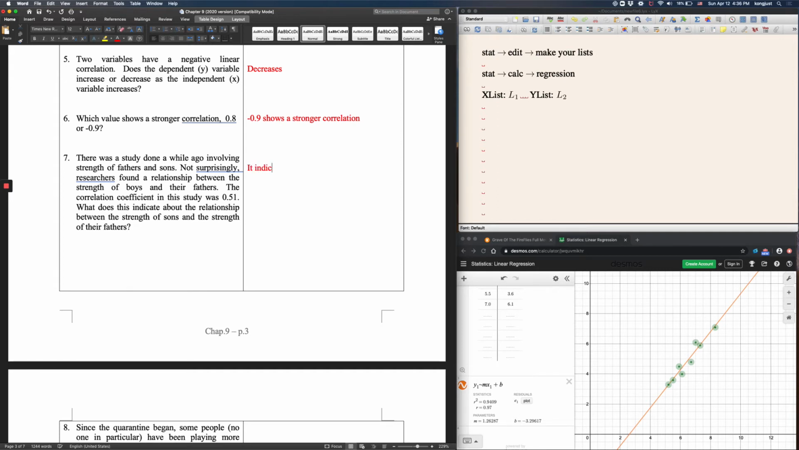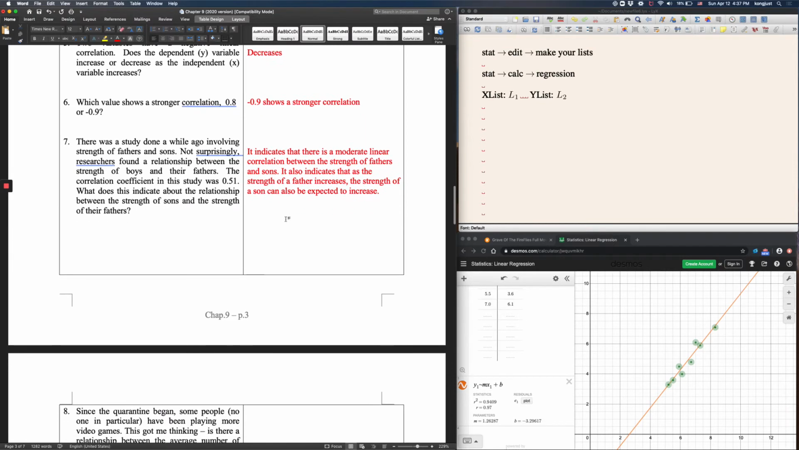It indicates that, well, first of all, there is a moderate linear correlation between the strength of fathers and sons. It also indicates that as the strength of a father increases, the strength of a son can also be expected to increase. Right, positive means as one goes up, the other goes up.